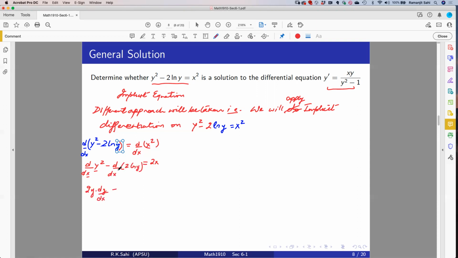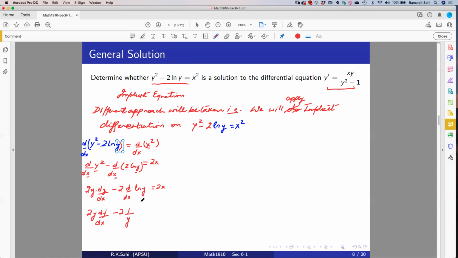Negative. Now, once again, y and x are different. So I'll take the 2 outside, because remember, 2 is a constant, I can take it outside. Natural log of y equals 2x. So on the next line, I will do my differential on natural log of y. So it's going to be minus 2, and you're going to have 1 over y.